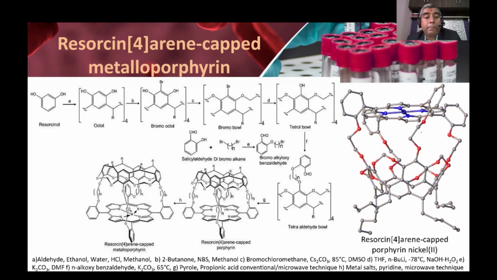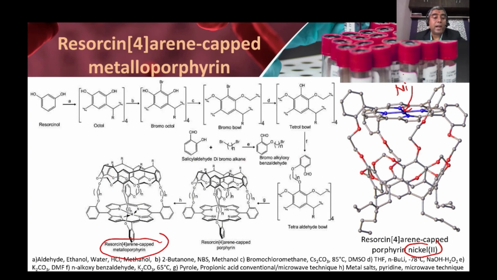Resorcin[4]arene cap metalloporphyrin. This work I performed during my postdoctoral study at the University of KwaZulu-Natal, Durban, South Africa. The final product is resorcin[4]arene cap metalloporphyrin, and we synthesized resorcin[4]arene porphyrin nickel(II). In the center there is a nickel metal. The compound was synthesized, purified, and a crystal structure was developed.